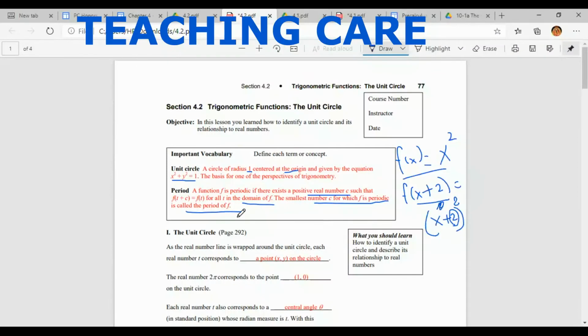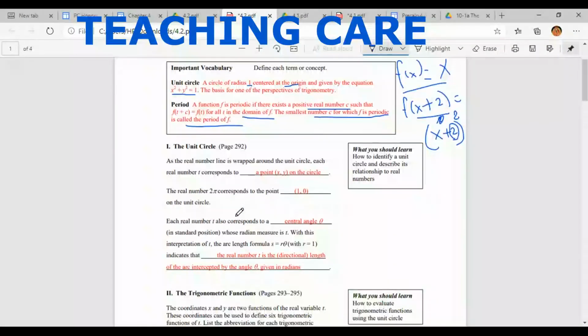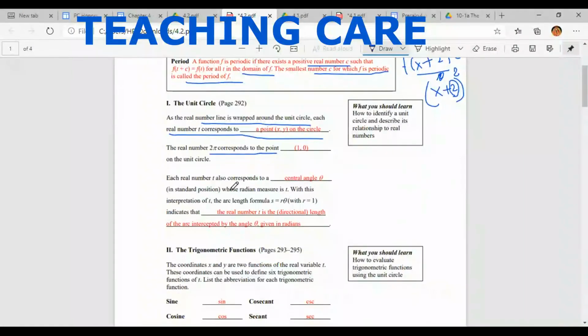Okay. Now, next one. As the real number line is wrapped around the unit circle, each real number t corresponds to a point x comma y on the circle. So the real number 2 pi corresponds to the point 1 comma 0. You understand? Now, each real number t also corresponds to a central angle theta, which we have seen already, whose radian measure will be t.